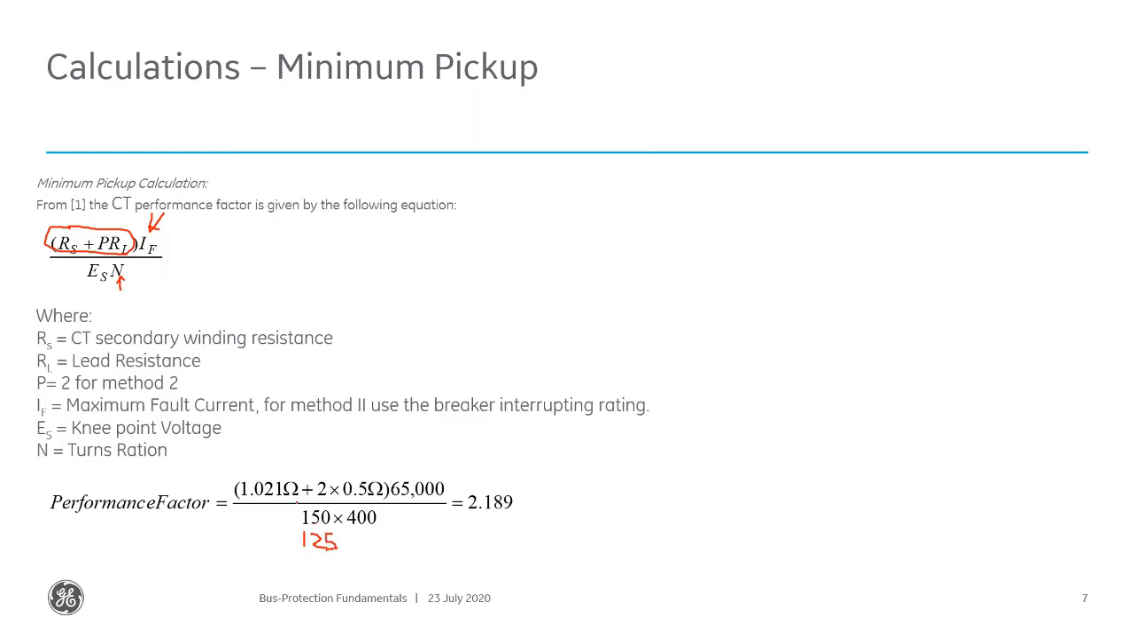I'm showing 150 here. It's not going to matter. But that should be 125. So that gives us a performance factor of 2.189.